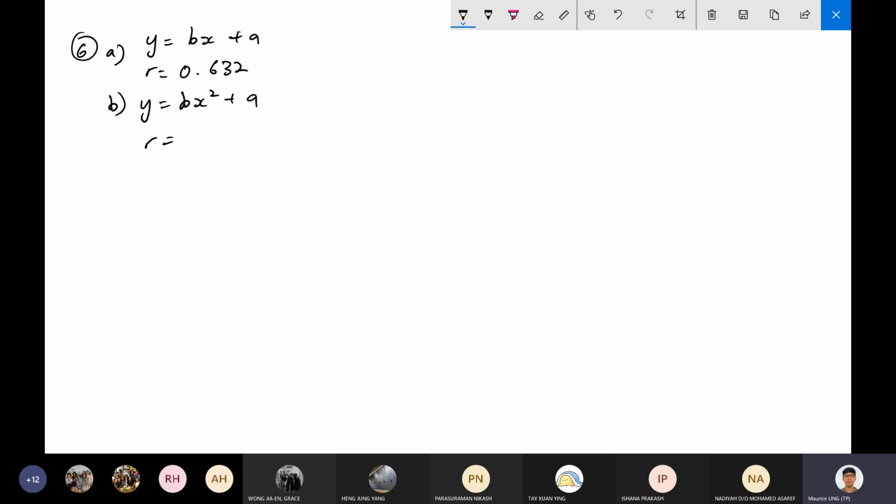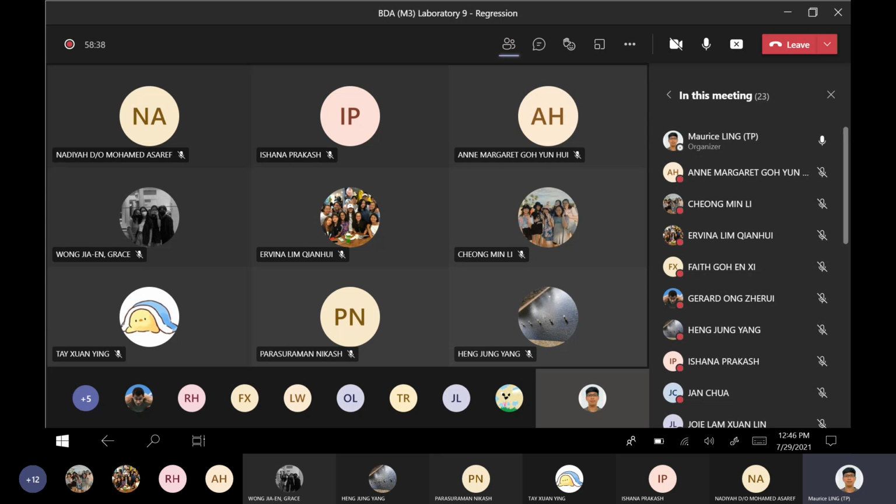Yeah, Grace, what's the answer for B? I'm not sure. Okay, so same thing. You do what we have just now. Instead of x, you actually change all the x values to x squared values and use it as x. Okay. So let's have n.